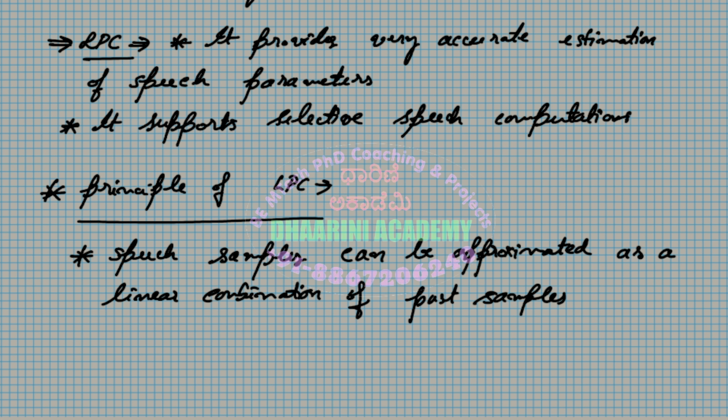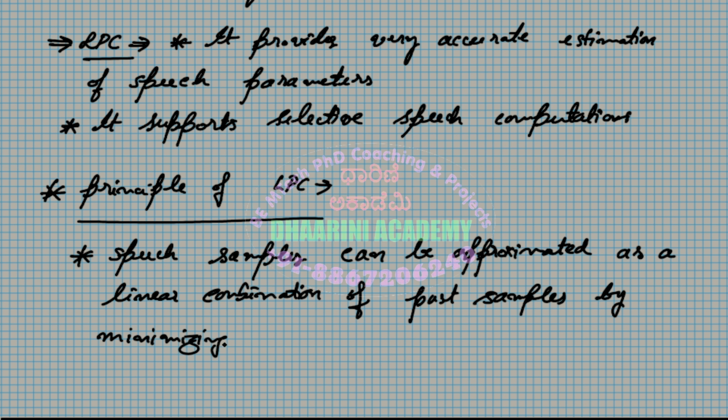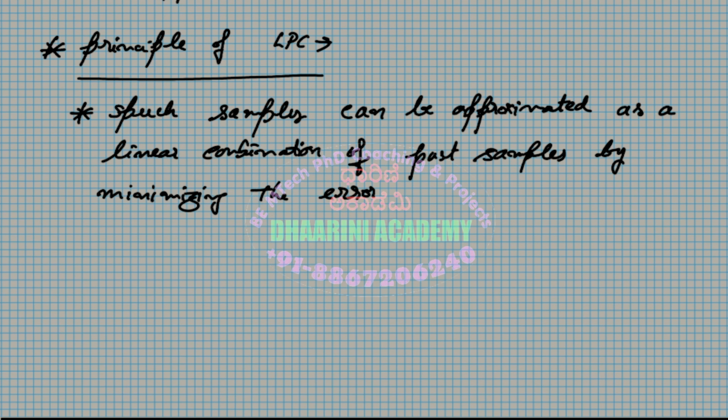Because error should be minimum, right? What is predicted and what exactly the speech data that comes, if they are completely different, then you cannot say your prediction is good, right? Okay, so what is important, I'll add on to the same point: a linear combination of the past samples, minimizing the error. This is very important. This is the fundamental idea, so we got it as a principle.